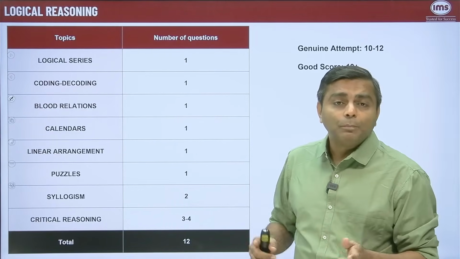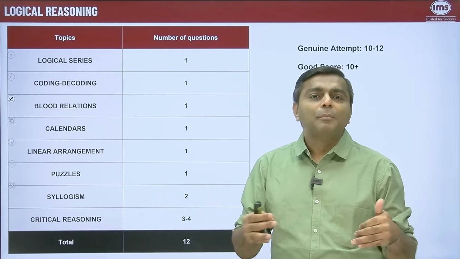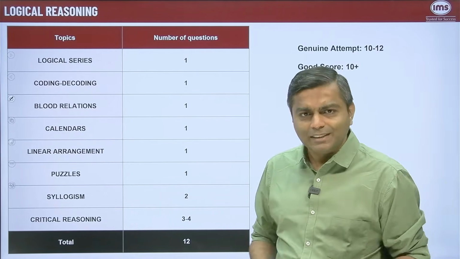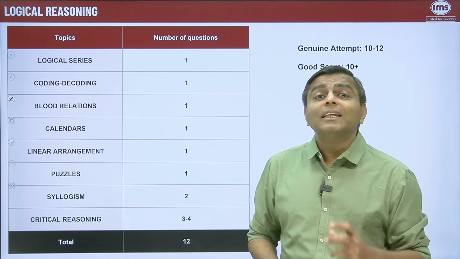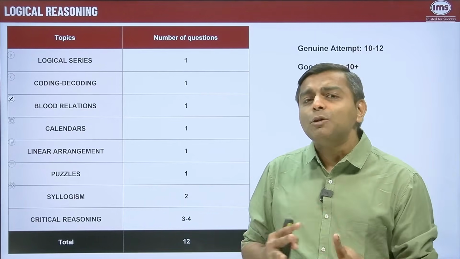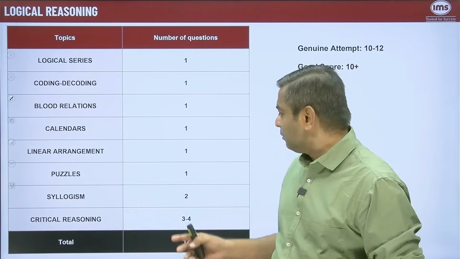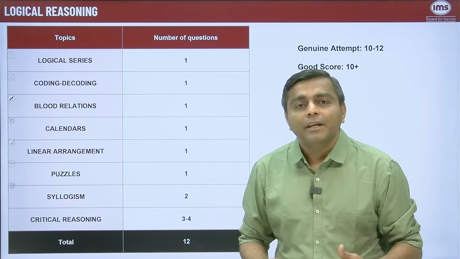Nothing on clocks was reported, but one question on calendars had come. Linear arrangement, 5 people facing a particular direction, that kind of question had come again, but it was very, very easy. Basic puzzles, one question. 2 questions on syllogisms were asked, and 3 to 4 questions on critical reasoning, again, which has been the pattern, not surprising. But all of these questions again were very, very simple, very quickly doable.